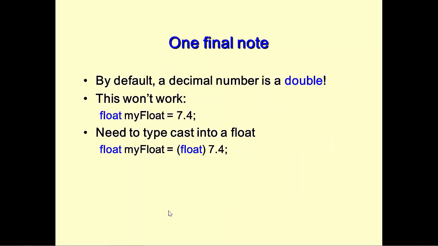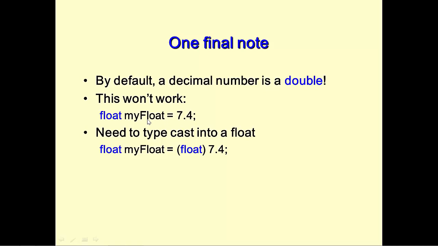All right, so one final note, and this gets new programmers into trouble, is that by default a decimal is a double. Okay, so here's something that won't work, and it's exactly related to this typecasting that we were just talking about. What data type is 7.4? Well, according to this rule, 7.4 is a double. So you could say float, my float gets 7.4, and the computer would say, hey, you can't do that. You're trying to put a double into my float.